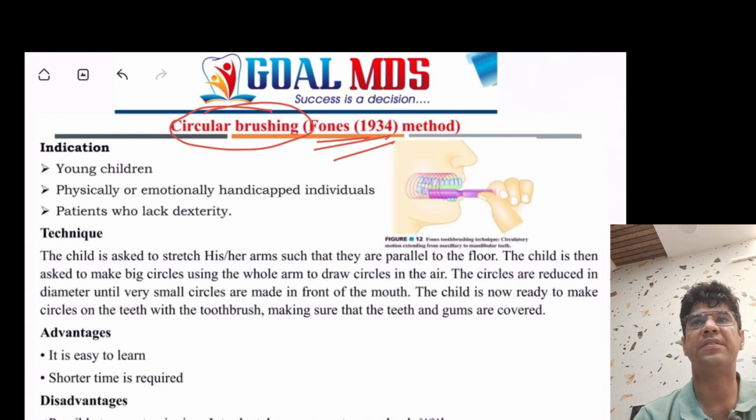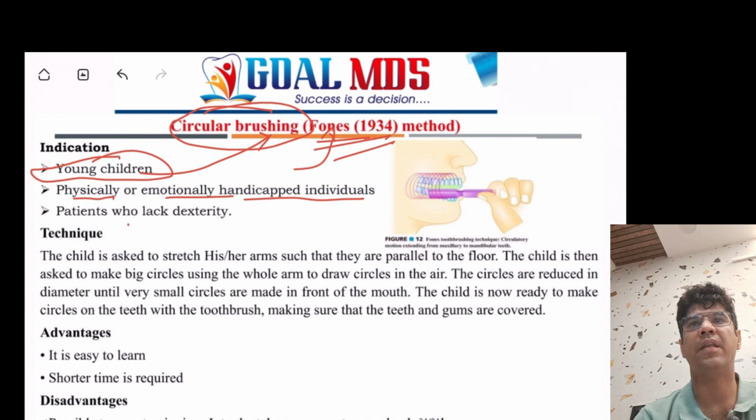The next is the circular brushing technique, which is known as the Fones technique. Which technique is indicated in young children? It's the Fones technique. Which technique is given in emotionally handicapped individuals? It is the Fones technique. For patients who lack dexterity, it is against the Fones technique.